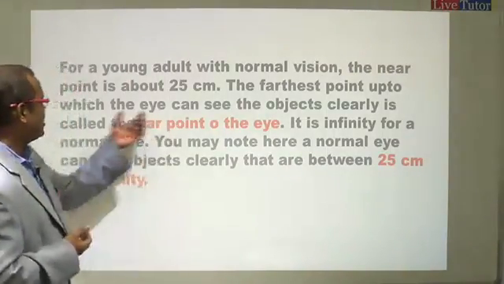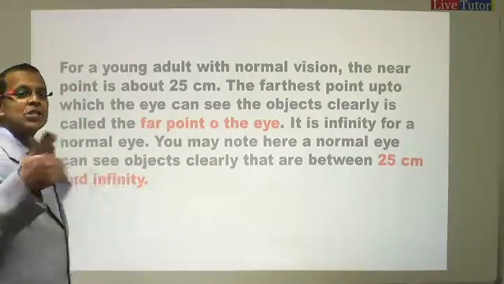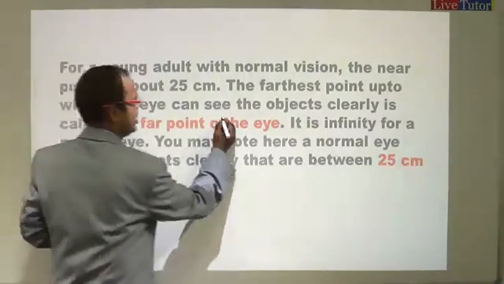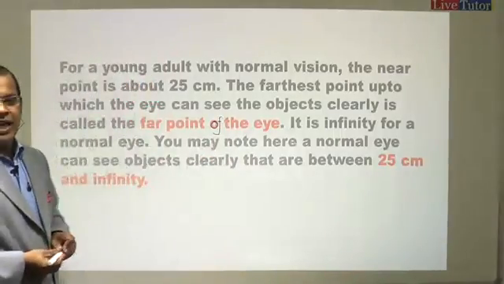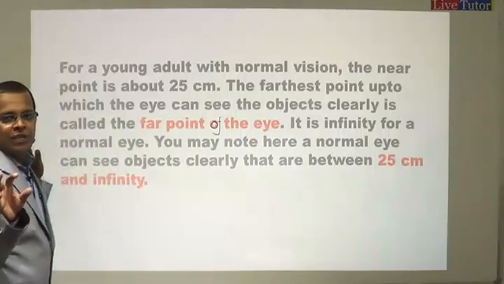The farthest point up to which the eye can see the object clearly is called the far point of the eye. Already we have seen the near point of the eye. This is called the far point of the eye.